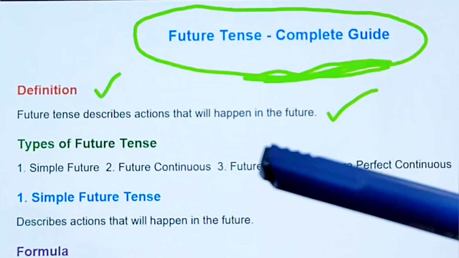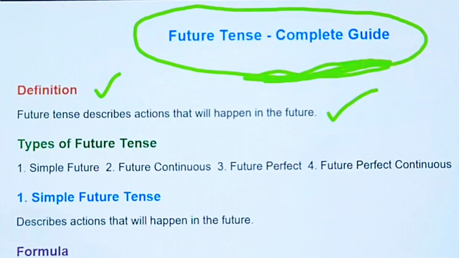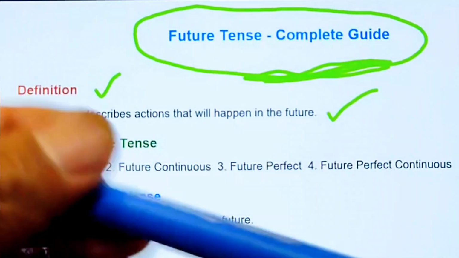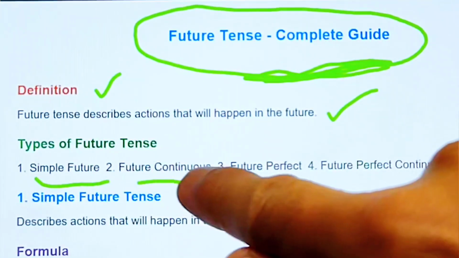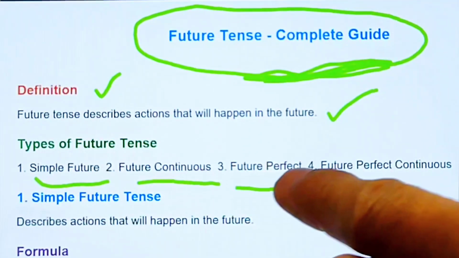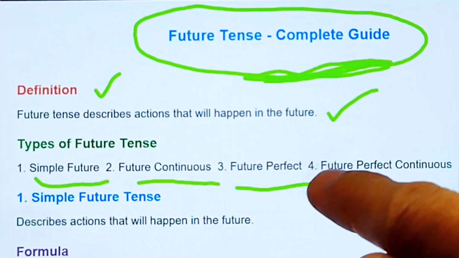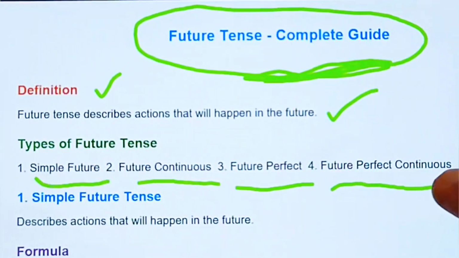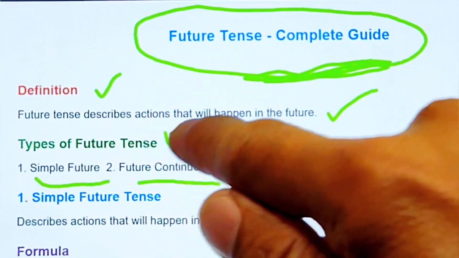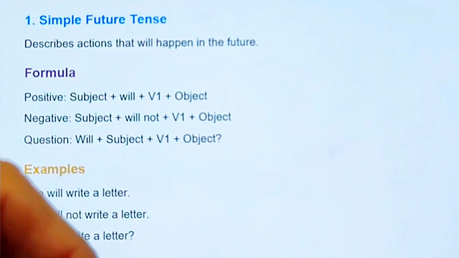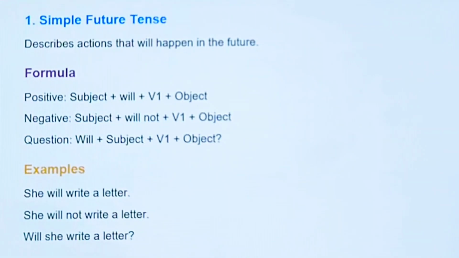And types of future tense. How many types of future tense are there? We have 4 types. First one, simple future. Second is future continuous. Third is future perfect. And fourth is future perfect continuous tense. First of all, let's discuss the simple future tense.